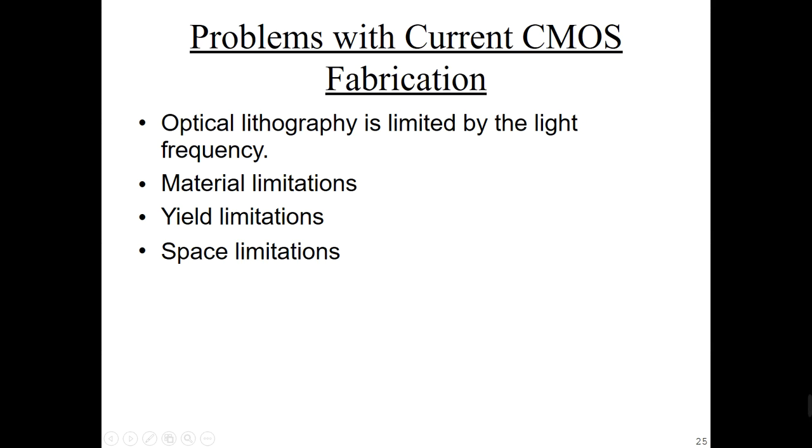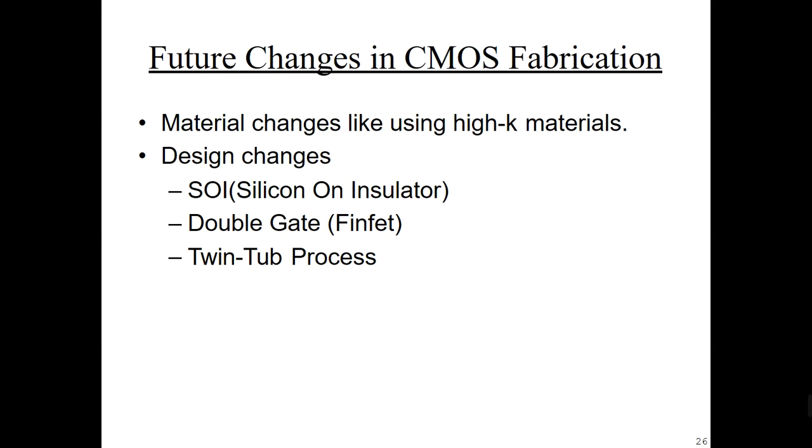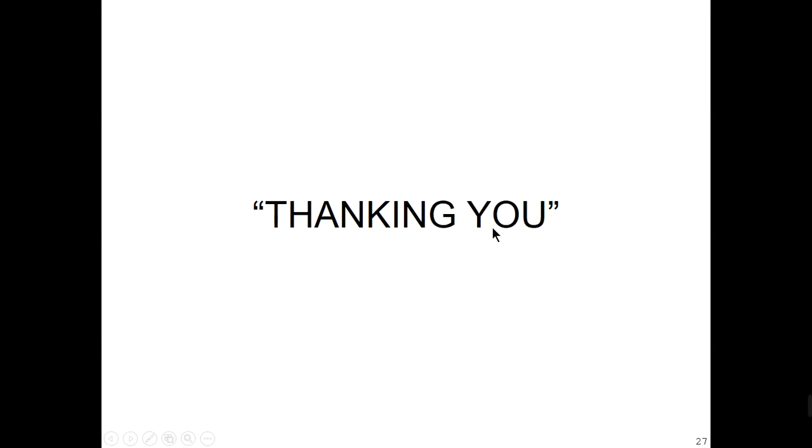Coming to this, what are the problems in current CMOS fabrication? Optical lithography is limited by the light frequency, and there are material limitations, yield limitations, and space limitations. These are the problems with current CMOS fabrication. And coming to the future changes in CMOS fabrication, what are they? The first is material changes like using high-K materials, and design changes, that is silicon on insulator, double gate, that is FinFET, and twin tub process. Thank you.